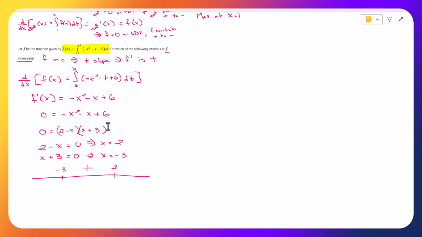And if you can get to a point where you can just look at the factored form and figure out if the factors are positive or negative, that would make this process a lot quicker. But of course, if you want to substitute in, and that helps you do it. Okay, so where is f increasing? Where is f prime positive? It's positive from negative 3 to 2. So f is increasing from negative 3 to 2.